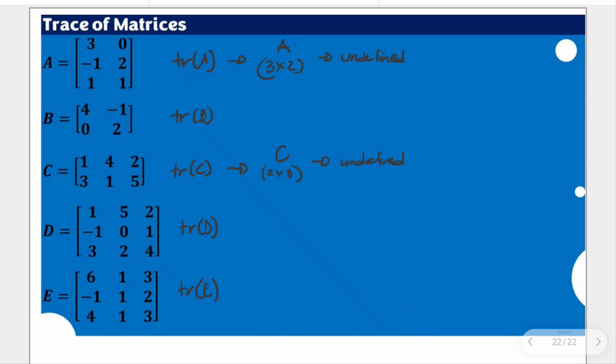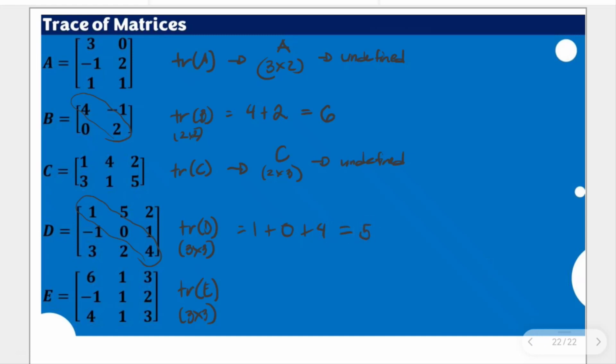Because B is a 2 by 2, your D is a 3 by 3, and this is also a 3 by 3 matrix. So for the trace of B, we're just going to add the entries on your diagonal. The trace of B is 4 plus 2, so the trace of B is equal to 6. The trace of D is again the sum of the entries in your diagonal. So you have 1 plus 0 plus 4.